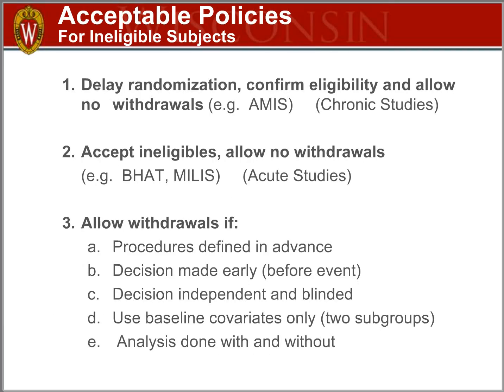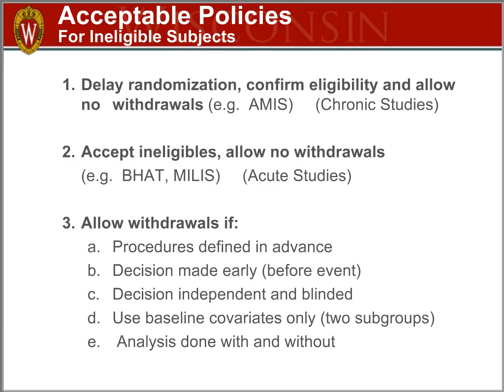So, based on the Antran trial and others, we have to have some policy about what we do about ineligible patients. In some trials, you can delay randomization until you've been able to confirm eligibility, and then there's no reason for withdrawals. This was the case in a trial called the Aspen Myocardial Infarction Study, or AMOS. Many trials must accept ineligible patients because there's no time for verification, but if you do so, you must allow no withdrawals. That was the case of the Beta Blocker Heart Attack Trial and another trial called MILIS, which was a trial assessing the size of the infarct in treated patients versus control patients.